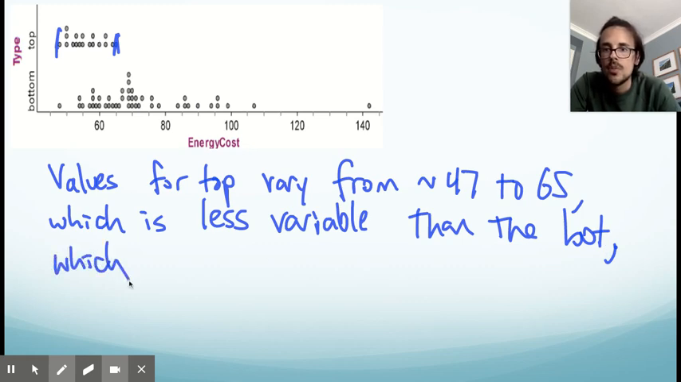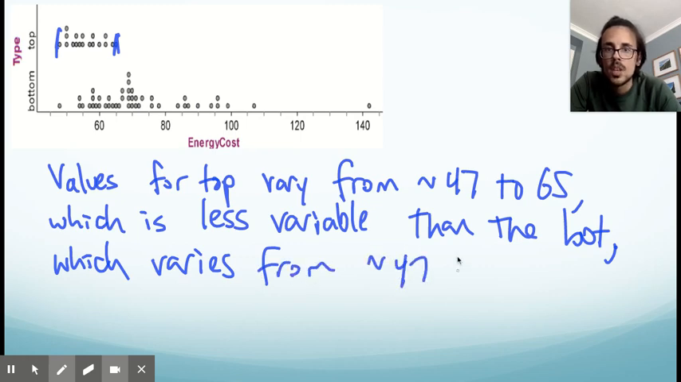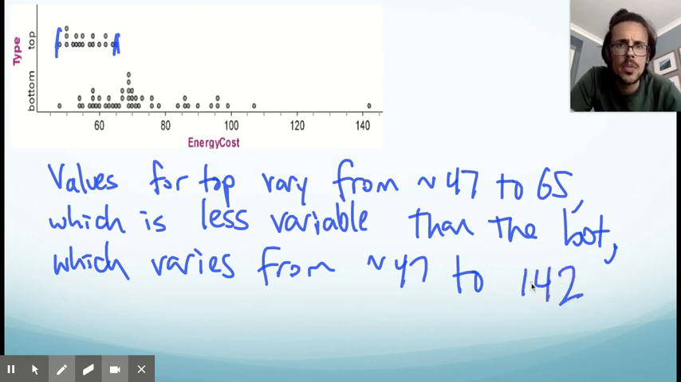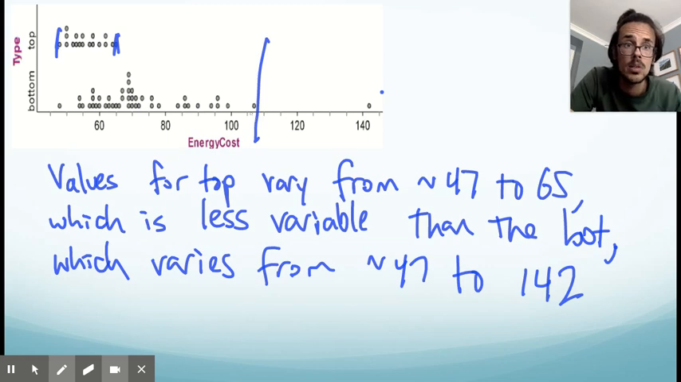which varies from about 47 to 142. You can also talk about the not outliers. So if the outlier is like, you don't want to address that, you could say it goes from 47 to 108, not counting outliers. So these problems are a tiny bit tedious to write out, and kids sometimes don't like them for that reason.